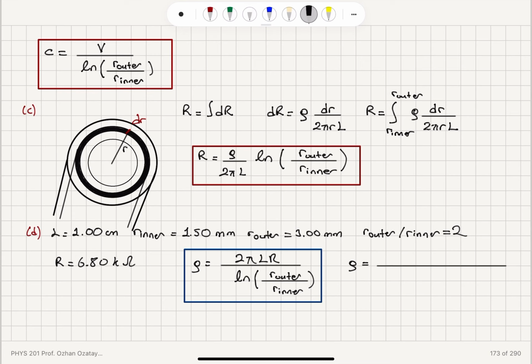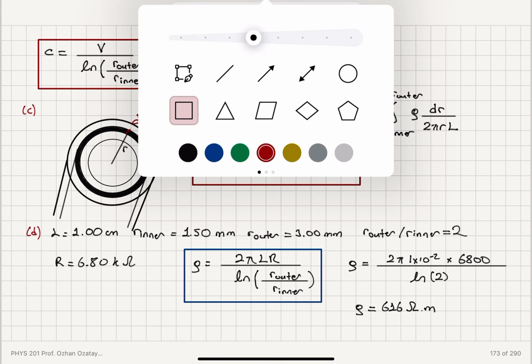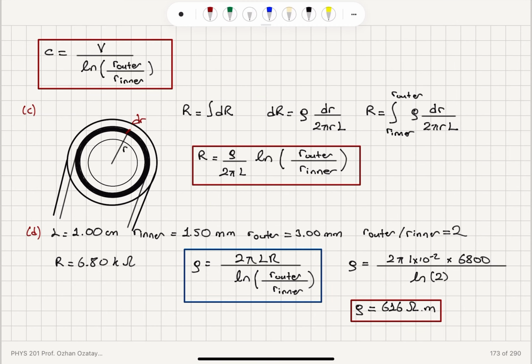So 2 pi, length is 1 × 10⁻² meters. The resistance is 6,800 ohms divided by natural logarithm of the ratio R outer to R inner, 2. This gives us a resistivity of 616 ohm meters. So that's the answer to part D.